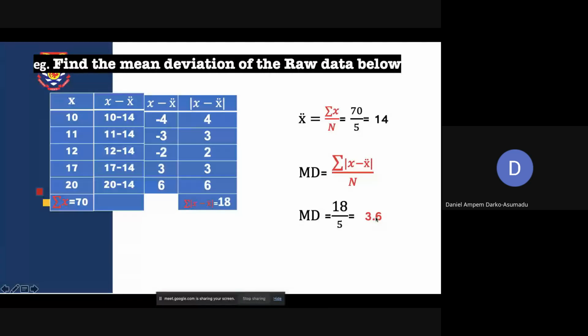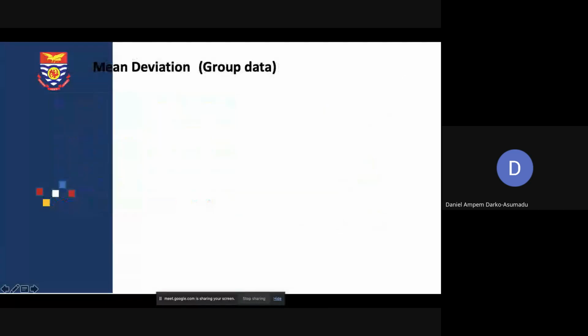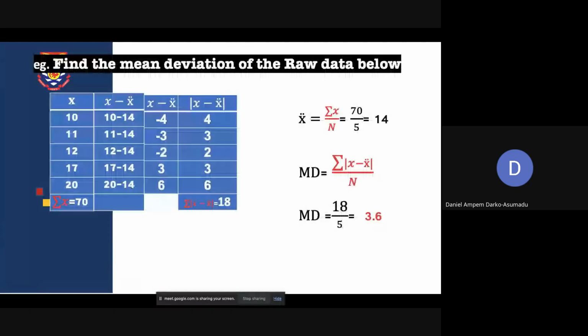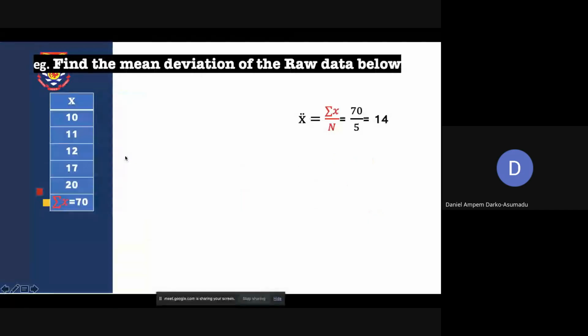Any question, please, for mean deviation? Sir, please go over it again. The raw data? I should go over, right? Yes, sir. So normally, we'll give you raw data x values like this.